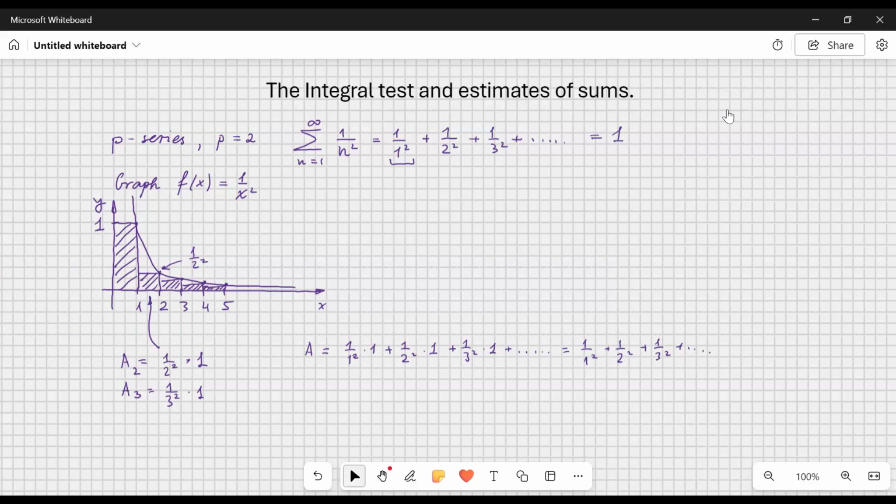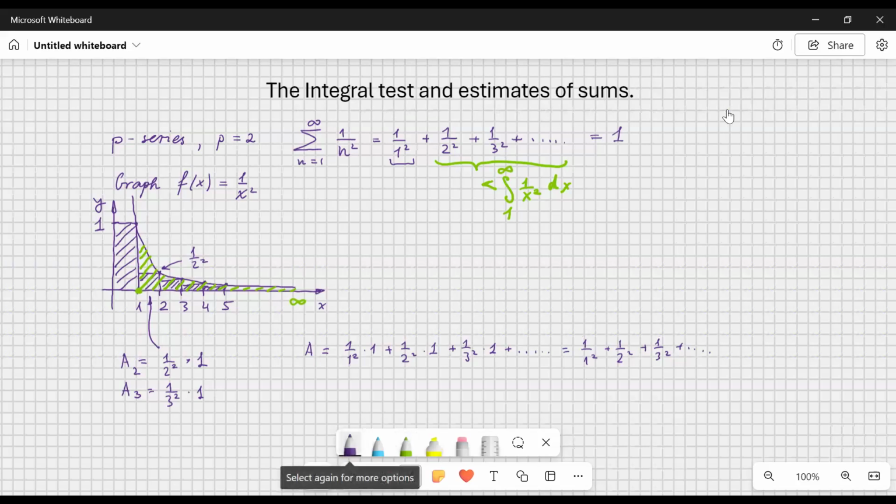And I'm going to now shade the area under the curve over here, starting at 1. Do you see that this area is greater than the area under the rectangles? So all these terms are going to be less than what? Than the area under the curve, which is 1 over x squared dx, right? And the starting point is 1, and the ending point is going to be infinity, right? Which is going to give us an improper integral.